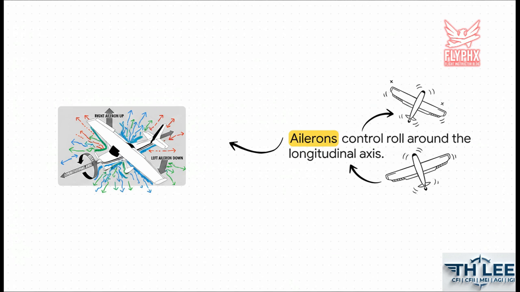When you turn the yoke to the right, the right aileron deflects upward, and the left aileron deflects downward. The wing with a downward aileron suddenly gets a greater angle of attack, meaning it creates more lift. The right wing creates less. This differential lift literally tips the airplane, causing it to roll right into a turn.